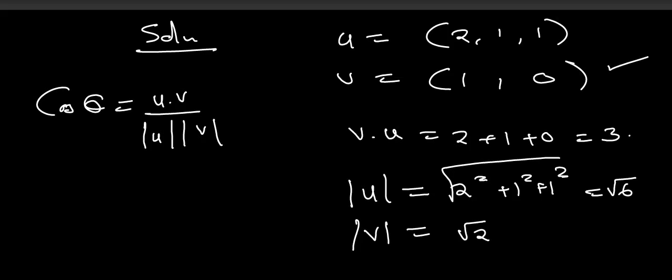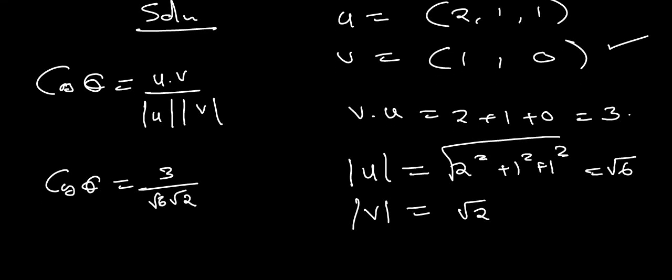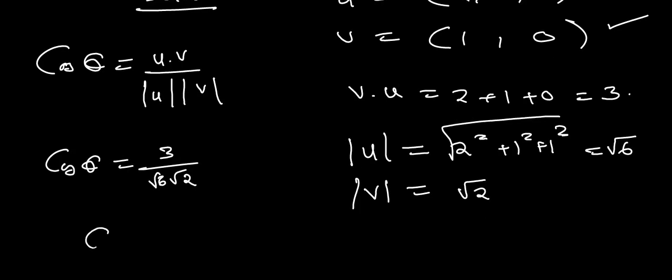So meaning the angle we're interested in is that cos theta is equal to 3 over root 6 and root 2, which in your case, since you use calculators, you can just easily punch this. So theta is cos inverse of 3 over, that's the same as root 12.